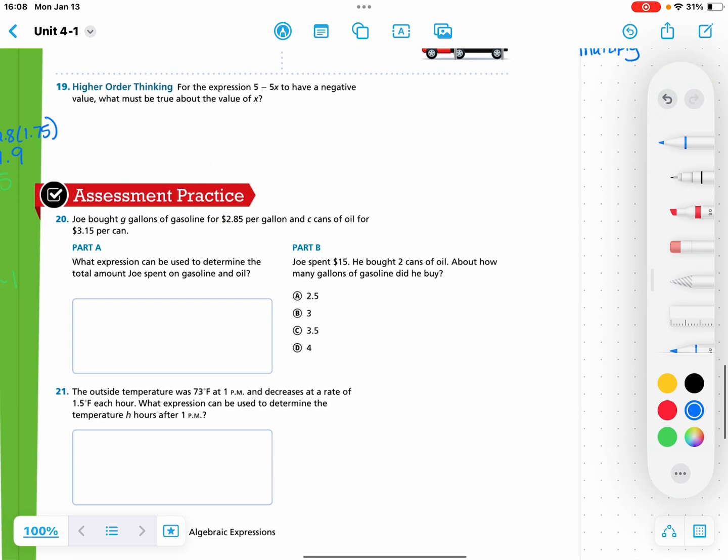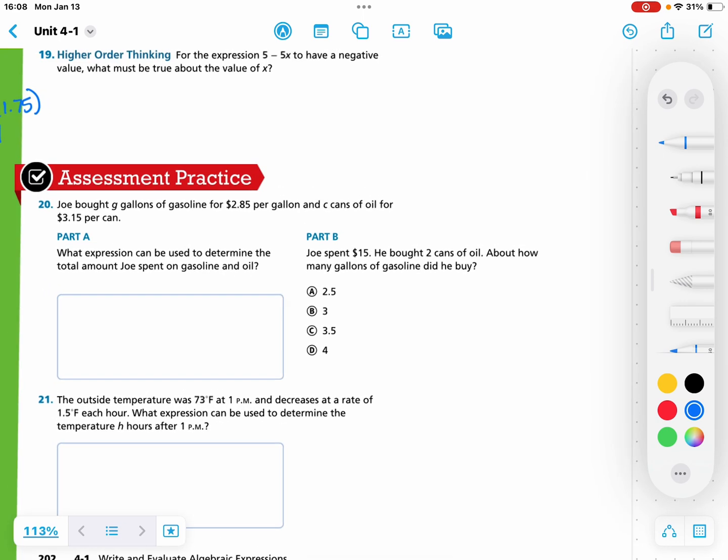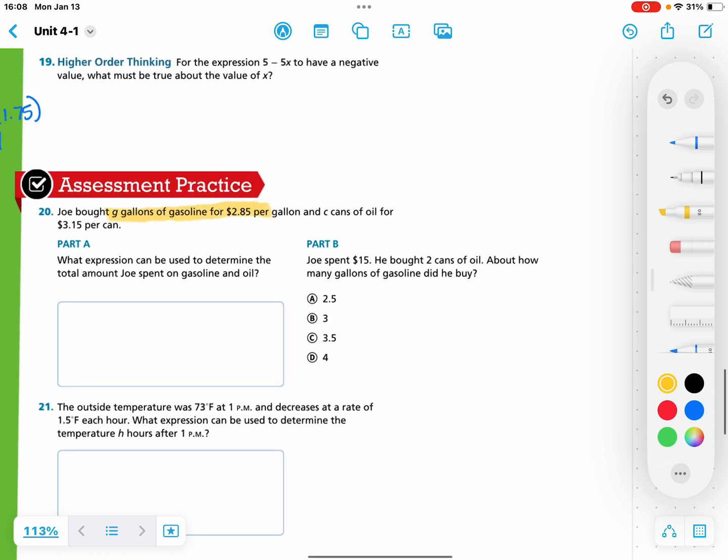Which brings us to number 20. Now, number 20 does look like it has two parts. It says Joe bought G gallons of gasoline for $2.85 per gallon and C cans of oil for $3.15 per can. I'm going to highlight a couple of things. He bought G gallons of gas for $2.85 per gallon. Keywords here, and I'm going to stick with yellow. G gallons, $2.85 per gallon. So the number that we have is $2.85 per gallon is times gallons.